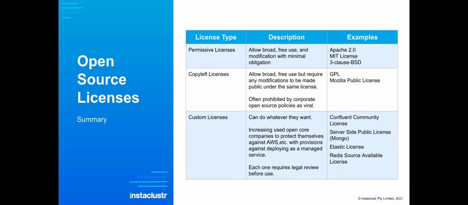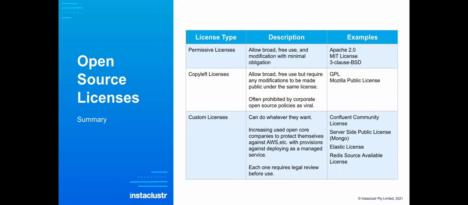So when I think about open source licenses, I generally think about them in three categories, and they're not mutually exclusive categories. Certainly custom licenses can overlap the other two, but these tend to be the key things that people consider when they're evaluating licenses. So the first type of license is what I'd call a permissive license, which basically allows pretty much free use and puts very minimal obligations on the user of the software.